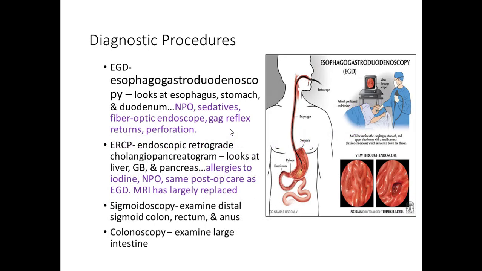All right. EGDs are basically kind of like an upper GI series where these guys are NPO, they're given a sedative. This big camera tube is gone through the mouth, and they'll look at everything. You can see where there's an ulcer in that picture on the right hand side.